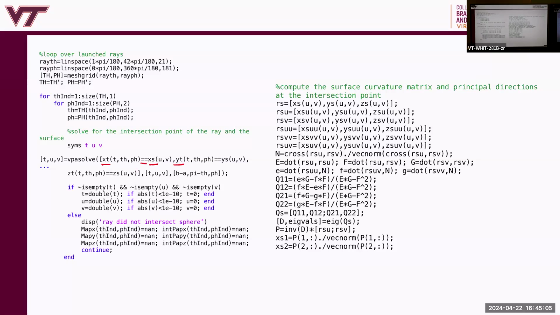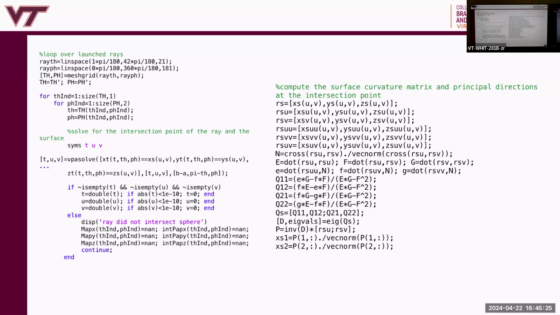And y of the ray is equal to y of the surface. Z of the ray is equal to z of the surface. This is a function of t, u, and v, right? Here are the three variables. The next thing you tell it is what are the three variables you're solving for. And the next thing is the initial conditions. You need good initial conditions for this variable precision arithmetic solver, all right?